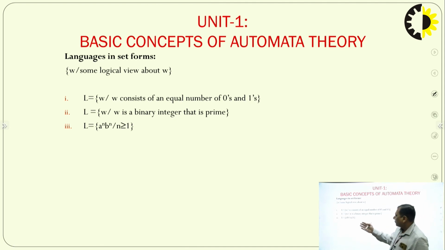Also we have one more language, L equals to a raised to power n b raised to power n such that n is greater than or equal to 1. So how can we define that particular language in words? We'll have n number of a's followed by n number of b's. पहले n number of a आएंगे, उसके बाद n number of b आएंगे, जहां पे n की वैल्यू कम से कम 1 होगी, should be greater than or equal to 1. So what will be the strings of that particular language? We can have AB, AABB, AAABBB and so on, right?